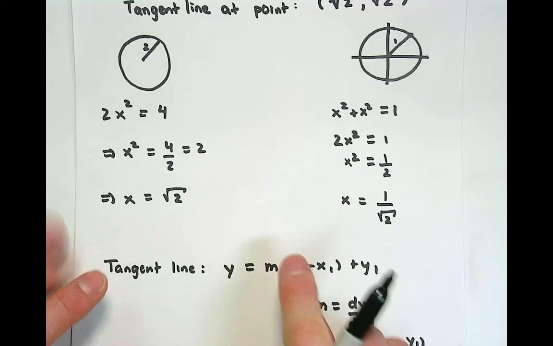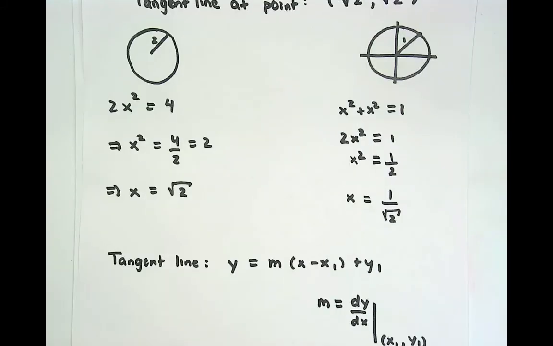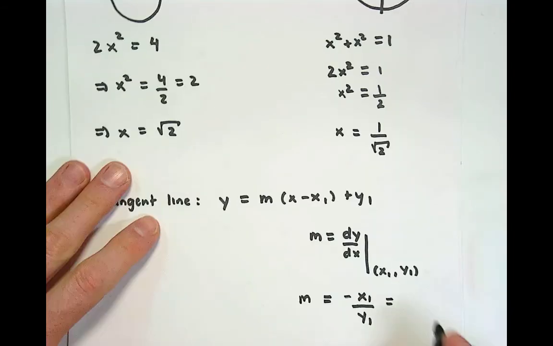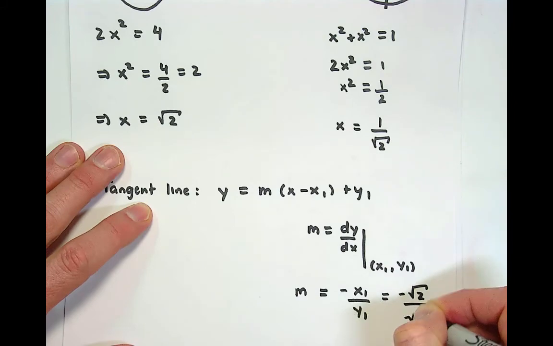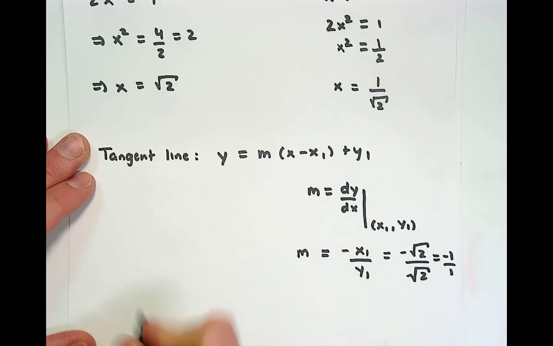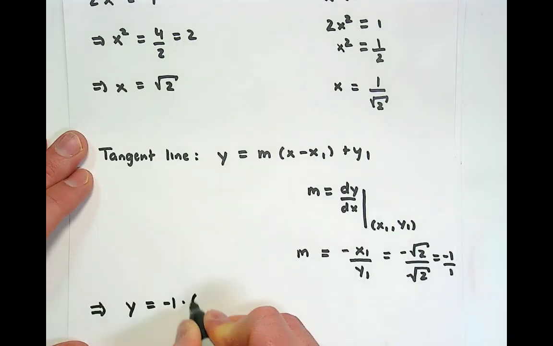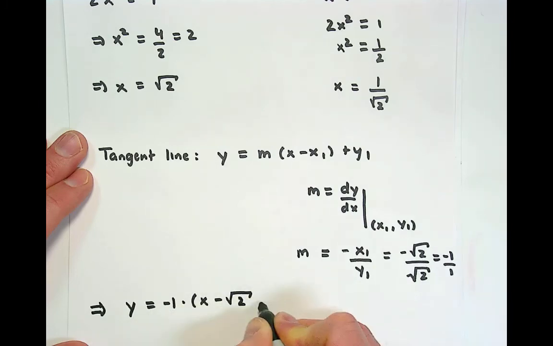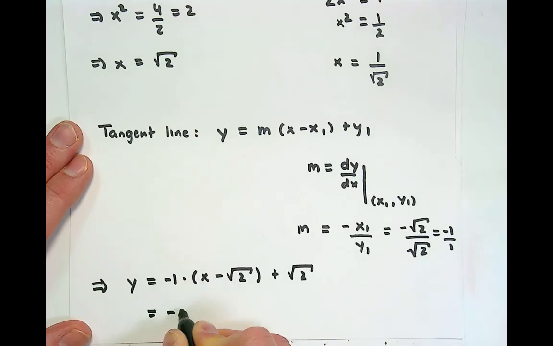And if we look at this, both x1 and y1 at the point of tangency are going to be the square root of 2, which means that the slope of my tangent line that I'm searching for is negative 1 over 1. I can now look at my tangent line as negative 1 times (x minus the square root of 2) plus the square root of 2, which of course is negative x plus 2 square roots of 2.